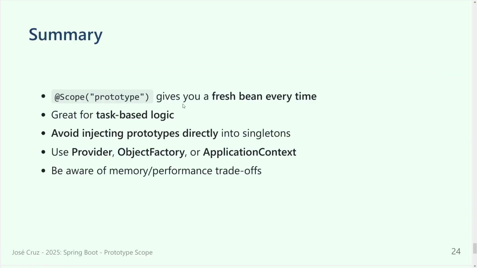So in summary, scope prototype gives you a fresh bean every time. Great for task-based logic. Avoid injecting prototypes directly into singletons. They are not very compatible. You can do it, but it's strange. You decide that you have one bean that should be created every time there is a request, combined with a bean that is only created once. Okay, be careful with that. Use Provider, ObjectFactory, or ApplicationContext. There are 3 ways to get beans. Not only for prototype, you can use these for other types of beans, but in prototype it makes complete sense to use them. And be aware of memory and performance trade-offs when your code requires a lot of these prototype beans.